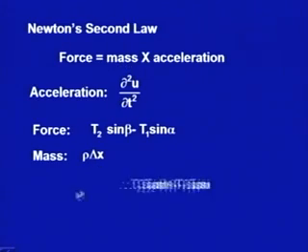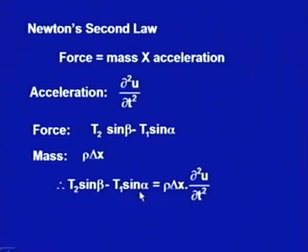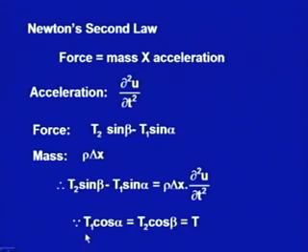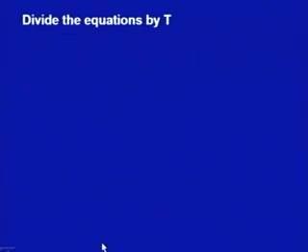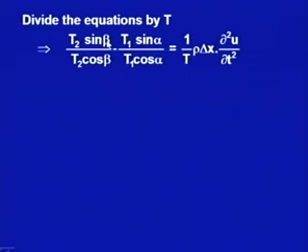Now, if I put these together, we get T2 sin beta minus T1 sin alpha equals rho times del x times del 2 u over del t 2. Now, divide this equation by a constant. The constant I am going to take is the horizontal component of the tension T1 and T2, which we have taken to be the constant T. Dividing by this T, we get T2 sin beta over T minus T1 sin alpha over T equals 1 by T times rho del x del 2 u over del t 2.